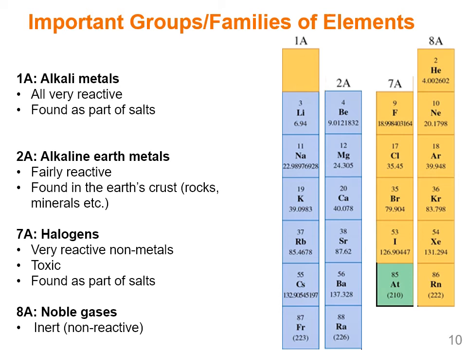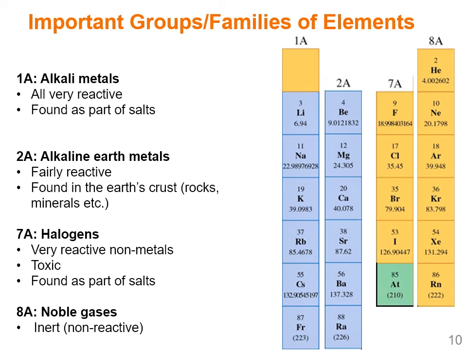Group 2A is called alkaline earth metals. They're fairly reactive, similar to alkali metals, but because they're found in the rocks and minerals, they're called alkaline earth metals. Beryllium, magnesium, calcium are some examples.